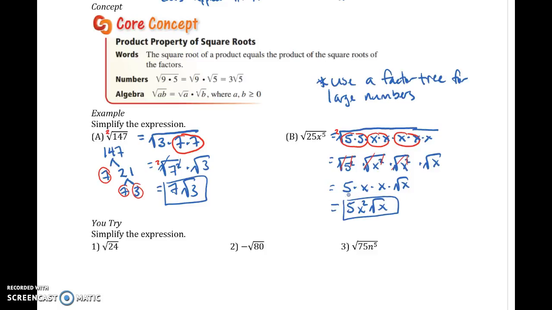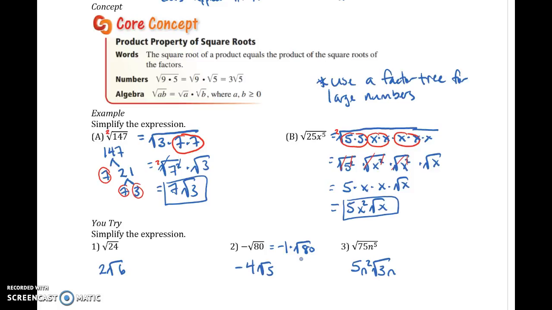Okay, so that's how we can simplify our square roots. Go ahead and try 1, 2, 3, and let's come back and check your answers. All right, go ahead and check. Hopefully number 2 didn't trick you. Remember that negative sign is basically a -1. So do that square root of 80 and then at the end multiply it by -1. Make sure you come back and ask me questions if you want to see any of these. I'll be happy to show you in class.